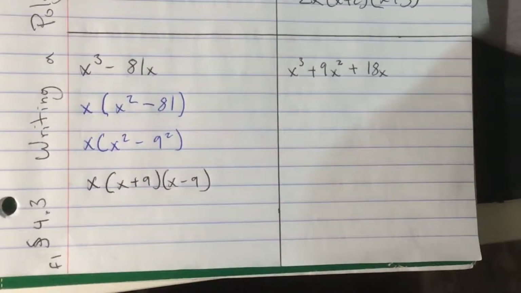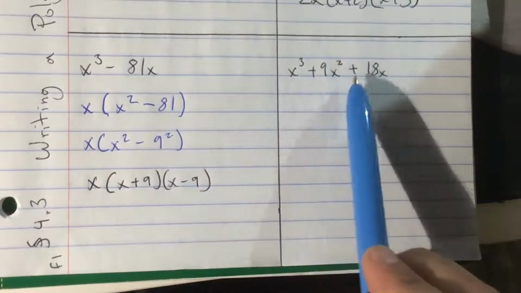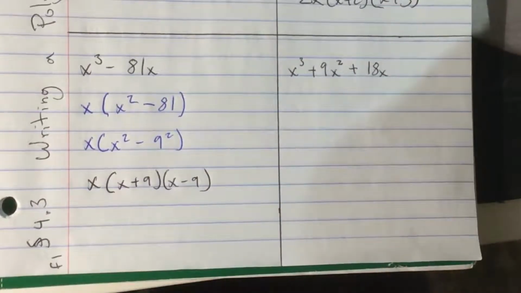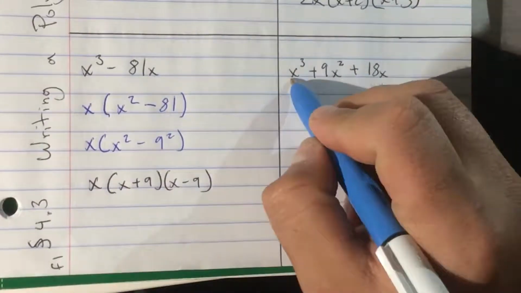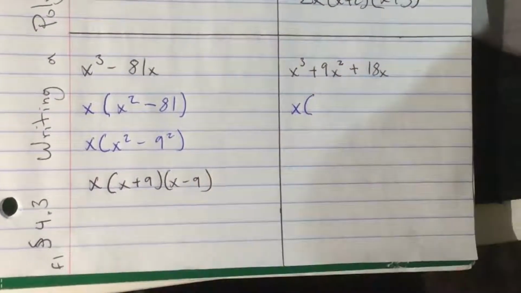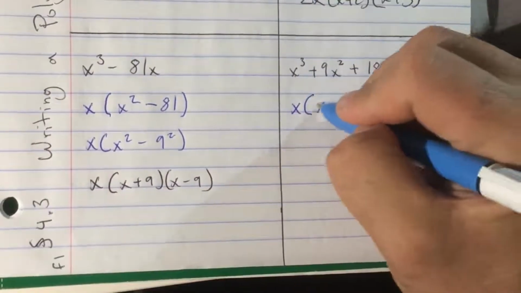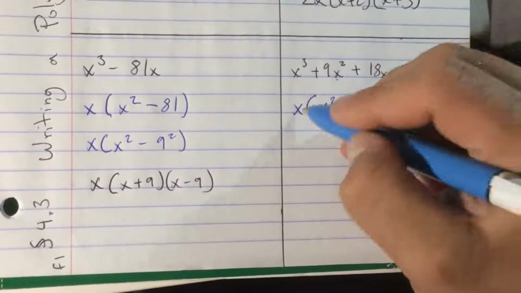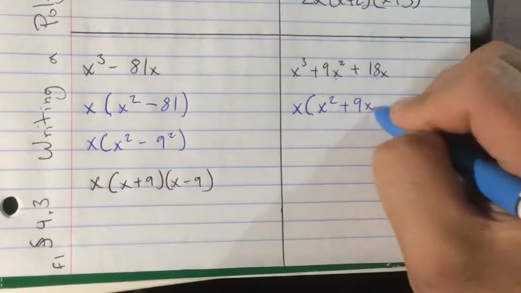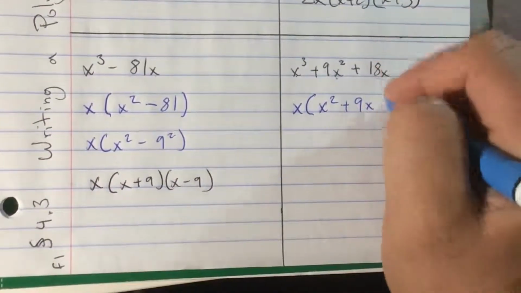Moving on to the second part of this one, we have x cubed plus 9x squared plus 18x. For this one here, once again, the only common factor we have is just x. That'll just leave us with, if we do x cubed divided by x, an x squared. 9x squared divided by x would give us a positive 9x. And 18x divided by x will just give us a plus 18.